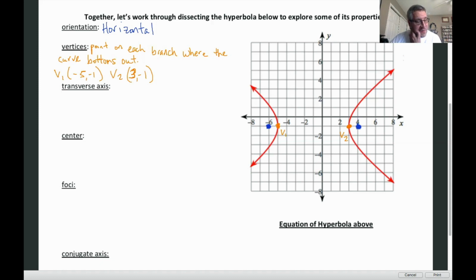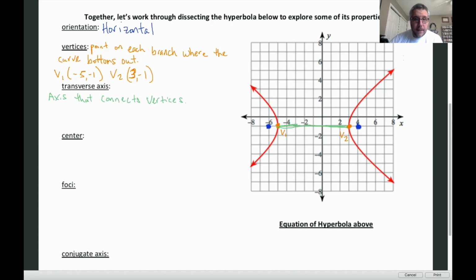Okay, the next thing we'll talk about here is something called the transverse axis. The transverse axis is the axis that connects the vertices. It's an imaginary axis that connects the vertices. So if I draw it in here, it would be this path. That's called the transverse axis. So again, we're going to put: it's the axis that connects the vertices.